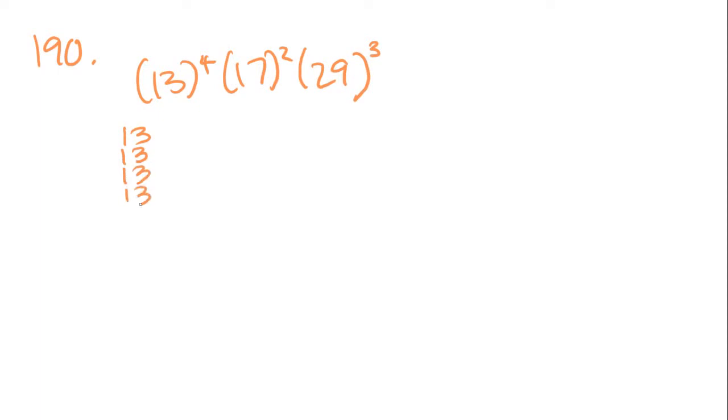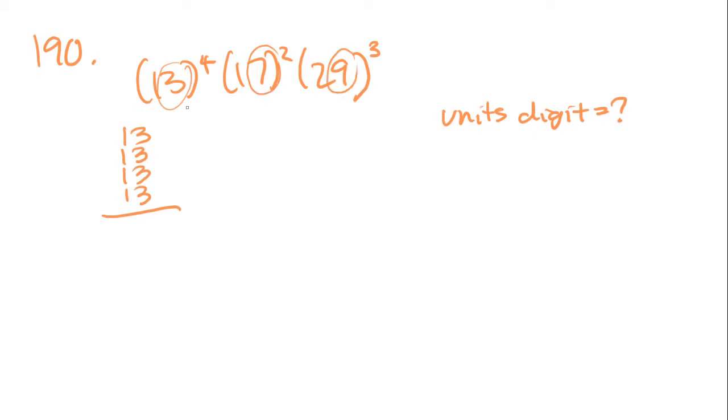190 says, what is the units digit of 13 to the 4th power times 17 to the 2nd power times 29 to the 3rd power? Okay, you're probably looking at this and thinking, man, I'm going to have to do 13 times 13 times 13 times 13. This is going to take me a long time. Well, remember that the question is only looking for the units digit. So we don't need to care about any of this other stuff. We just need to take the units digit and figure out what that's going to be.